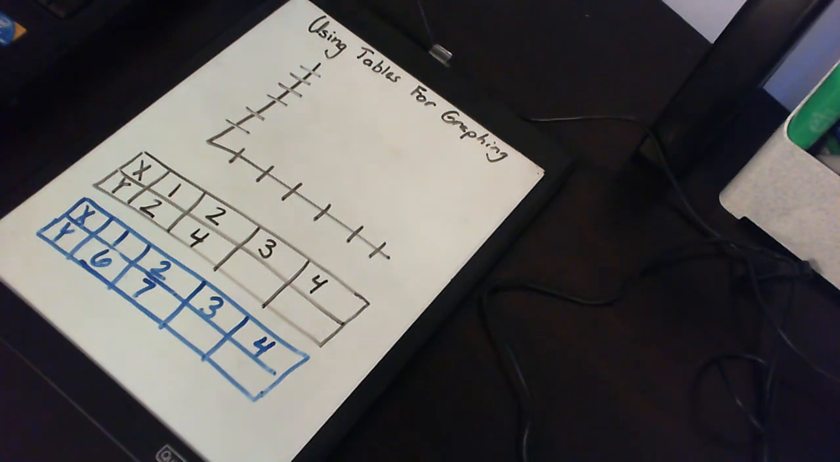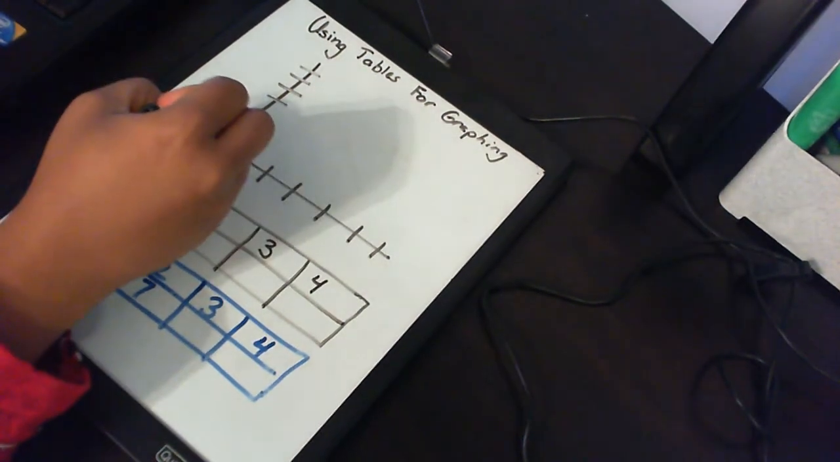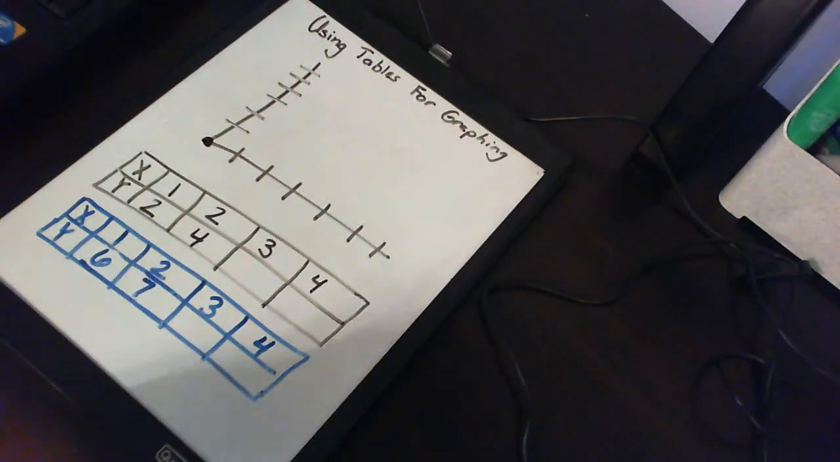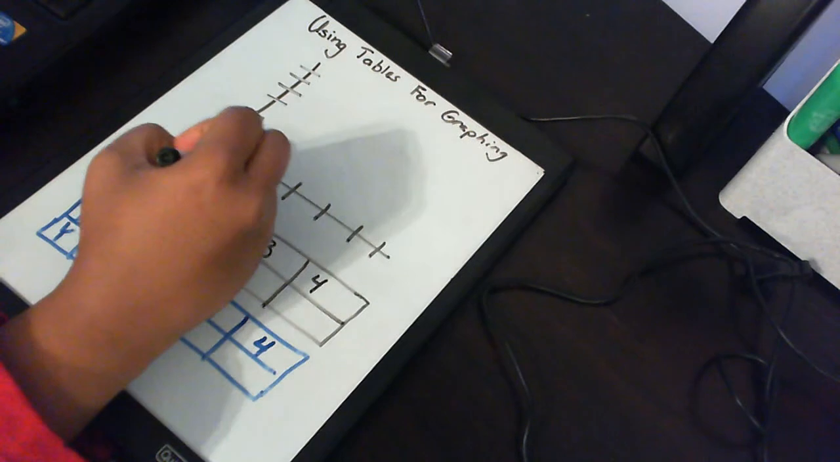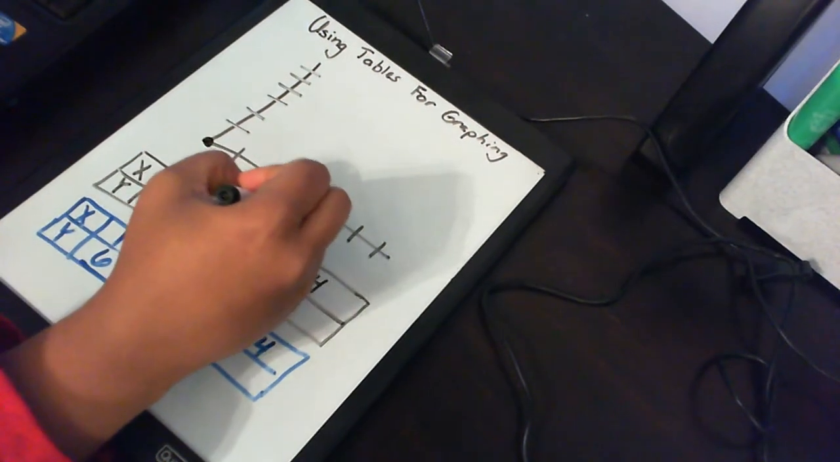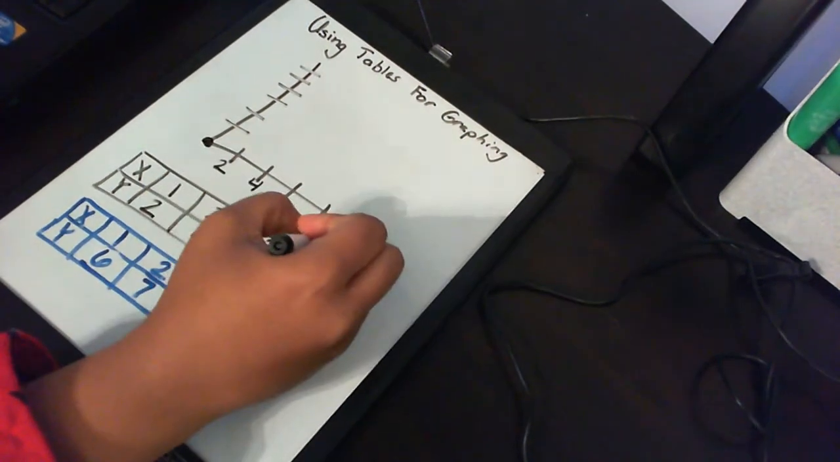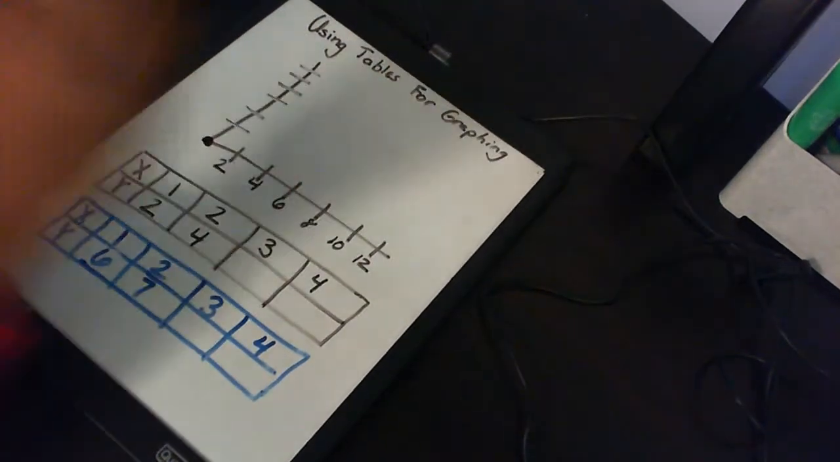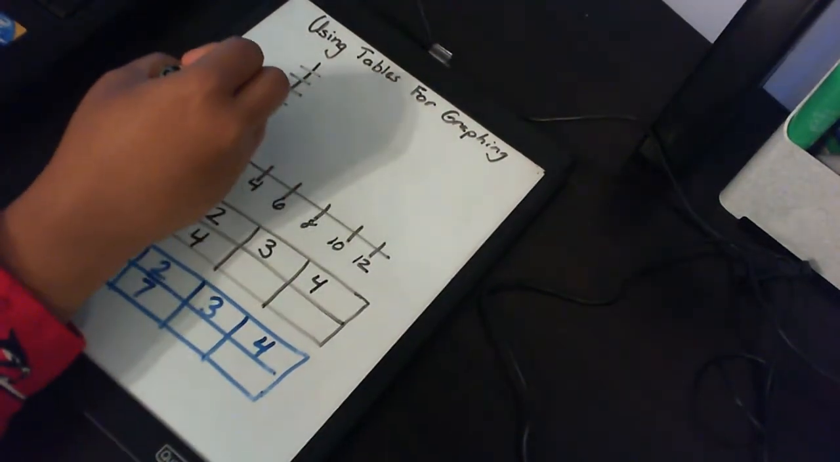In class, the origin would still be right here in the center where the two lines intersect. But today, instead of counting by ones, our x-axis is going to count by twos, as well as our y-axis.